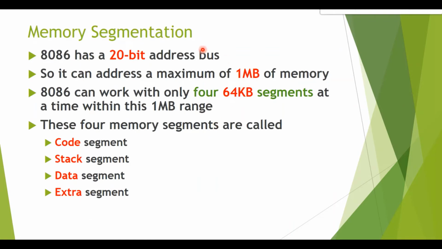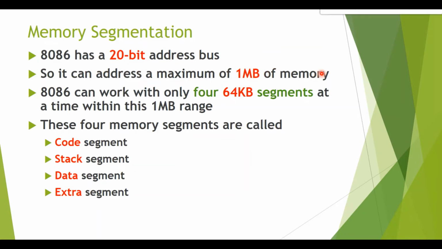Now in the 8086 microprocessor we have the 20-bit address bus. Because of the 20-bit address bus, the memory size which can be interfaced with the 8086 microprocessor is maximum 1 megabyte. Okay, so it can address a maximum of 1 megabyte of memory.